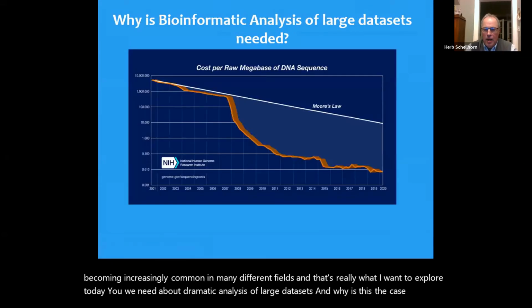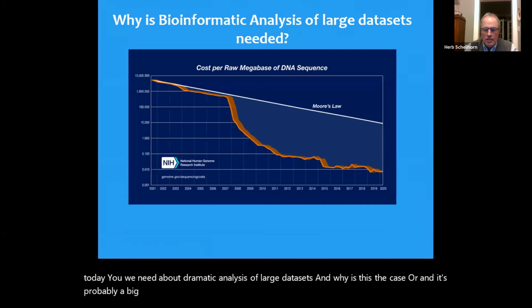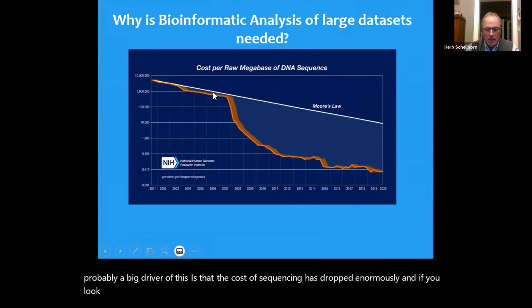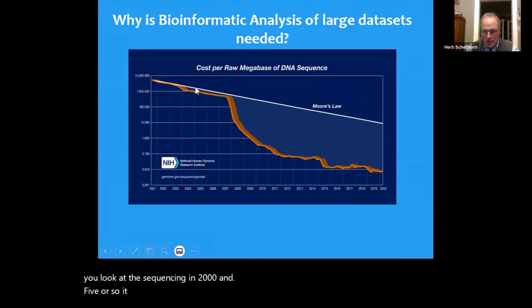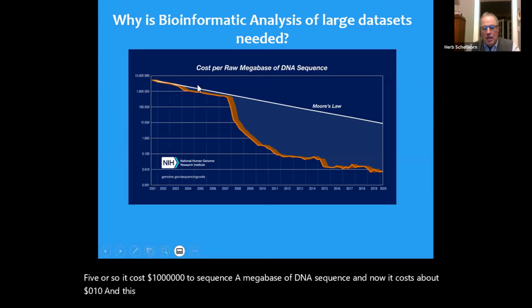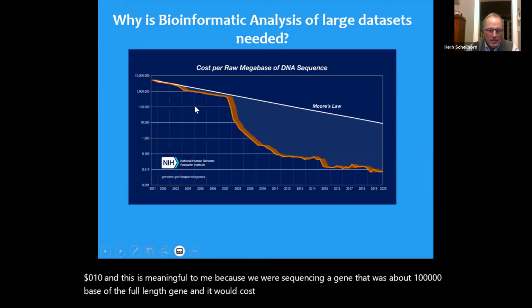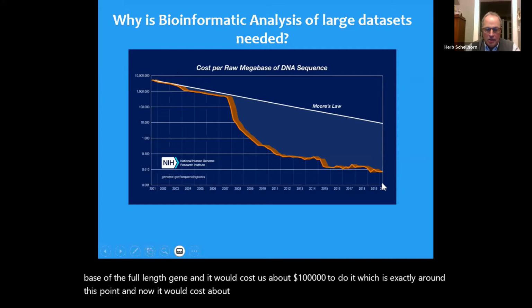It's probably a big driver of this is that the cost of sequencing has dropped enormously. If you look at the sequencing in 2005 or so, it cost $1 million to sequence a megabase of DNA sequence. And now it costs about 10 cents. And this is meaningful to me because we were sequencing a gene that was about 100,000 bases in length, and it cost us $100,000 to do it, which is exactly around this point. And now it would cost about a penny, according to this chart.